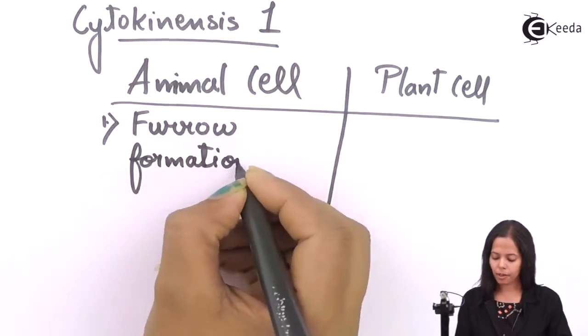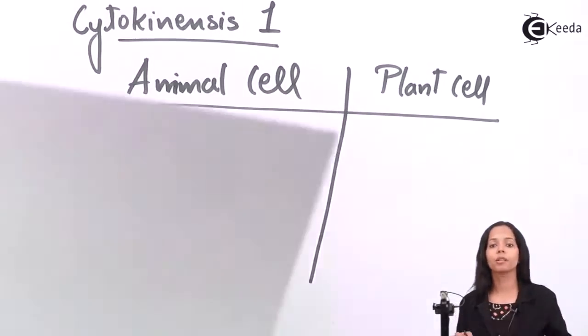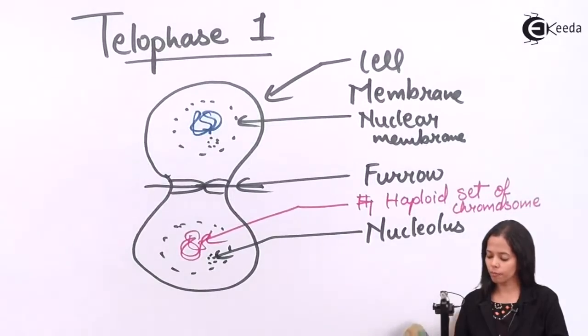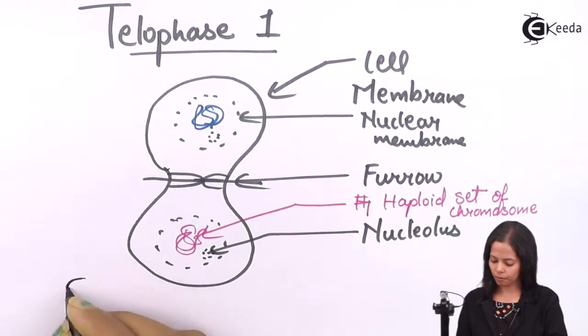Now what happens in case of plant cell? In case of plant cell, similarly a structure is formed for the cell division. But the structure is not a furrow, it is something else. I will show it over here. This is an animal cell. Now this is a plant cell.